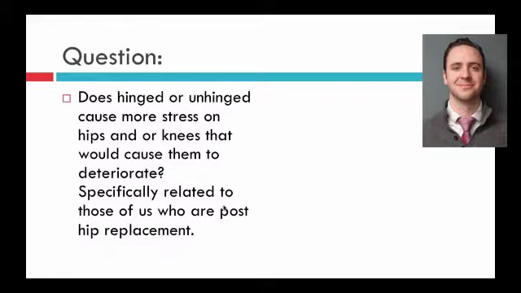Anyway, do hinged AFOs or unhinged AFOs cause more stress on the hips or knees that would cause them to deteriorate? The specific answer to that could be that how I demonstrated before, if you're not having good knee stability and you're creeping forward into a crouch position, that could be the case with hinged AFOs. And if an unhinged AFO or a solid ankle AFO is aligned properly, it shouldn't cause pain or stress on hips. Alignment is very key to doing that.